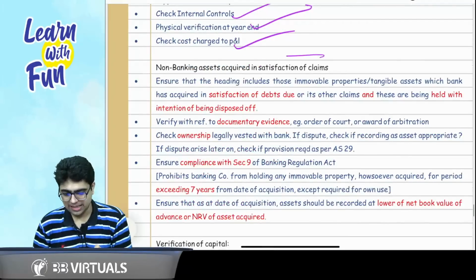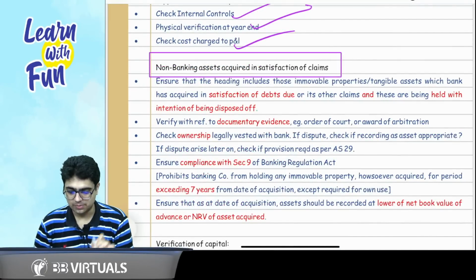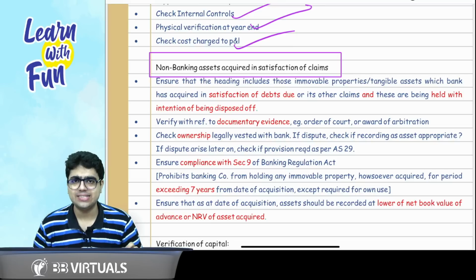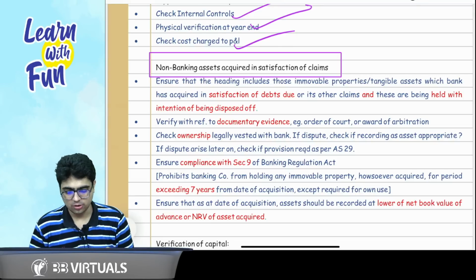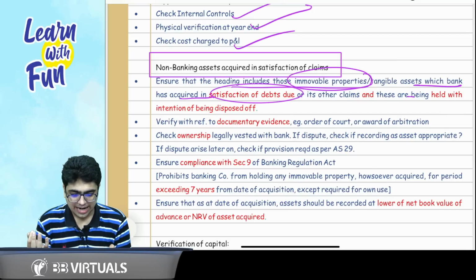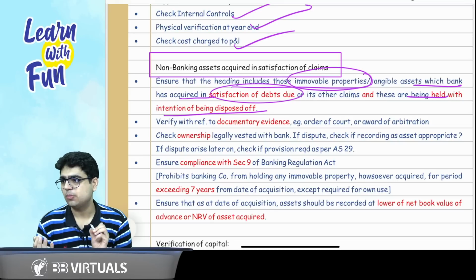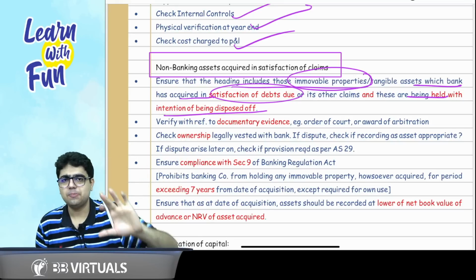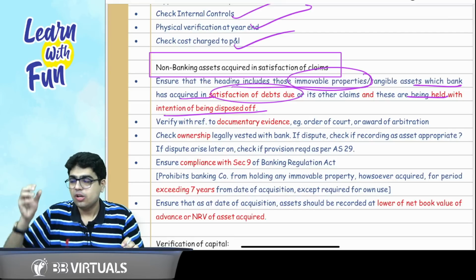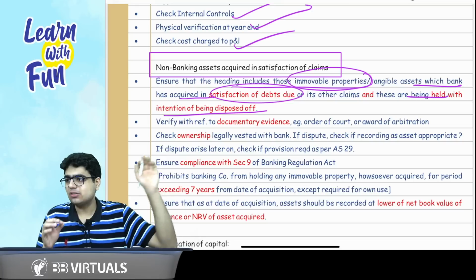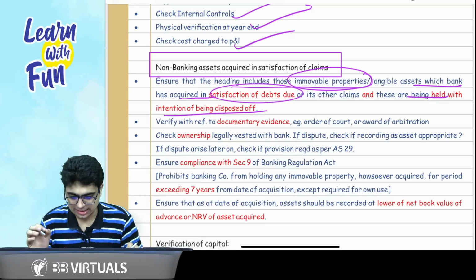Now, sir, non-banking assets acquired in satisfaction of claims. What is a non-banking asset? It should include those properties which you have received after winning the court cases. Only those immovable properties which the bank has acquired in satisfaction of debts and which are held with an intention of disposal. So basically, the other person did not pay the debt to you, so that mortgaged property you sold in the market. That is called the non-banking asset acquired in satisfaction of claim.